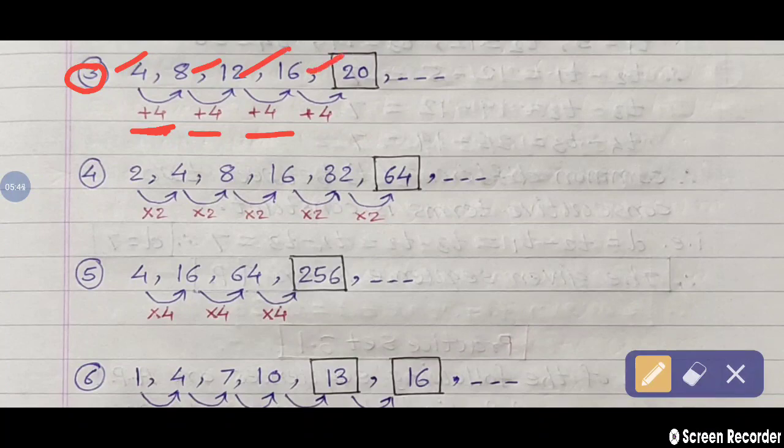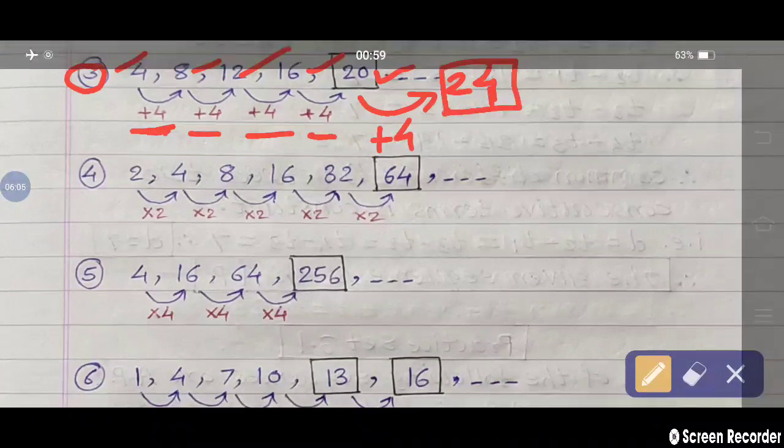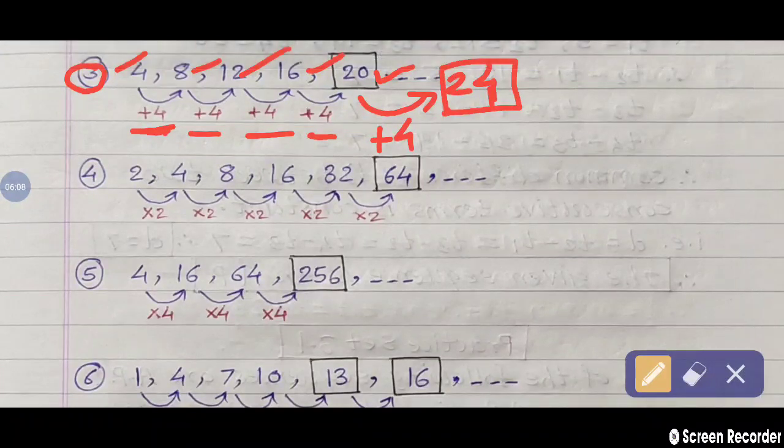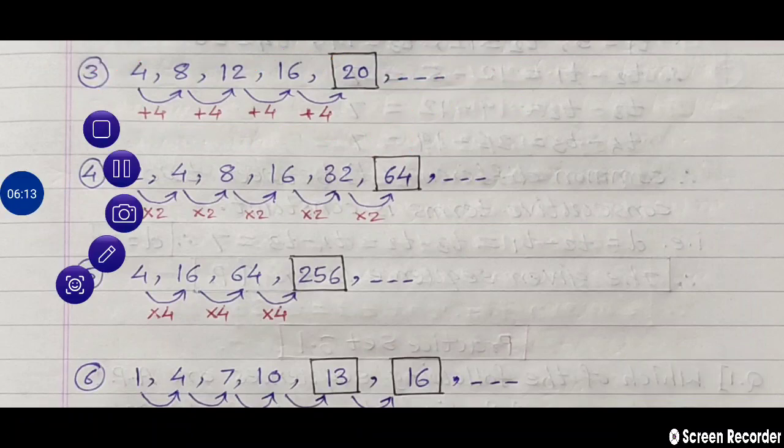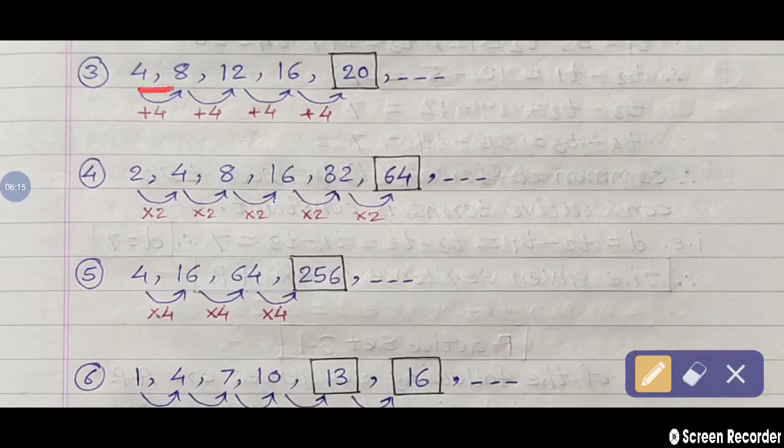So which number is at the fifth position? 16 plus 4, then we get 20. What is the next position number? Again we are adding 4, 20 plus 4. So the next position number is 24. We are highlighting it. So in this way, this is also called a sequence because there is a particular relation between the consecutive numbers, that is the addition of 4.